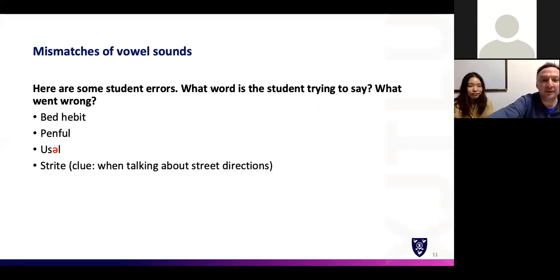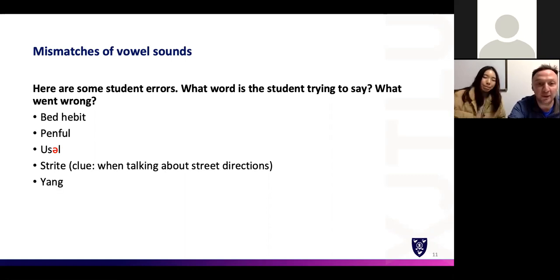Okay, so we keep going. If you're talking about street directions, they might say, go straight. Go straight. What went wrong there? Diphthongs is mentioned, yeah. Aaron is mentioned L1 transfer. Yes. And we're going to go into the details. As Yuan says, the wrong vowel sounds are being used.